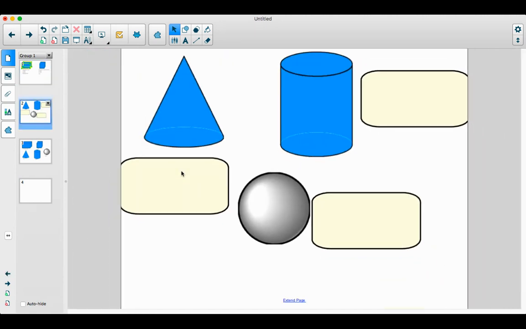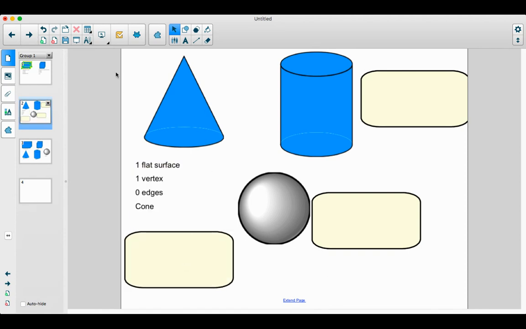Here are some more solid figures or three-dimensional shapes. Here is a cone. A cone has one flat surface, that is a circle. Here is the circular flat face of a cone. It also has one vertex. It doesn't have any edges. This is called a cone.